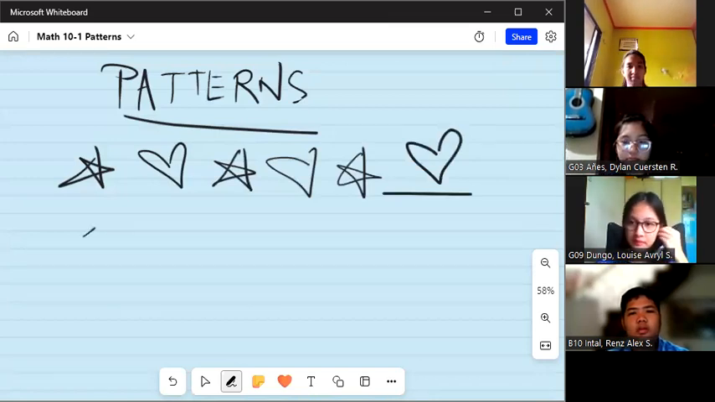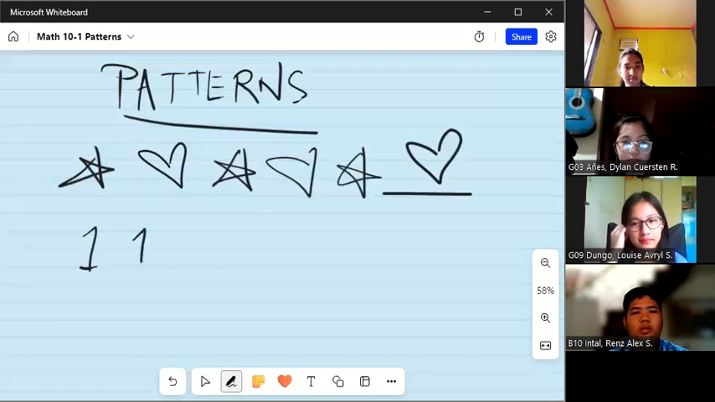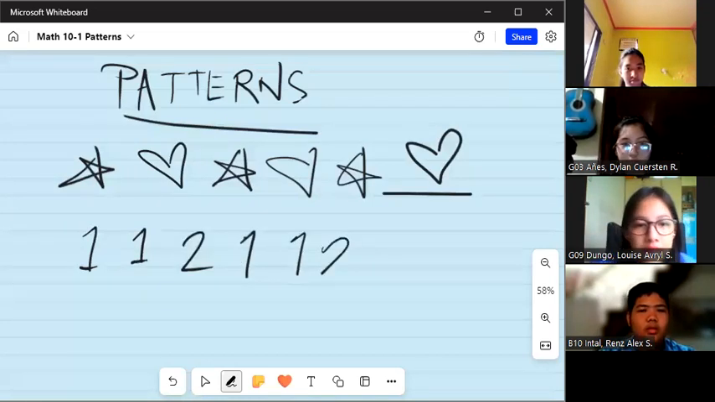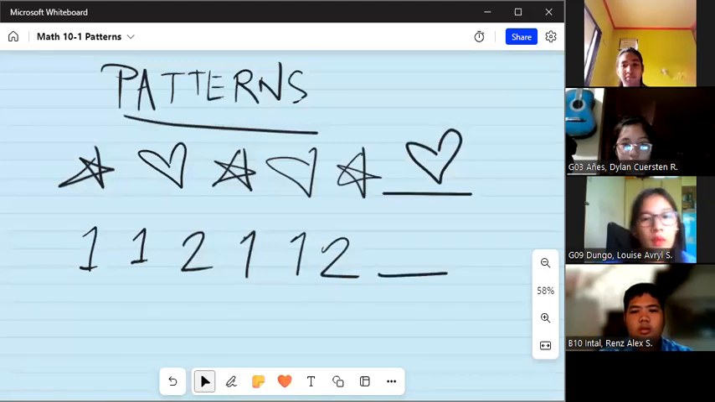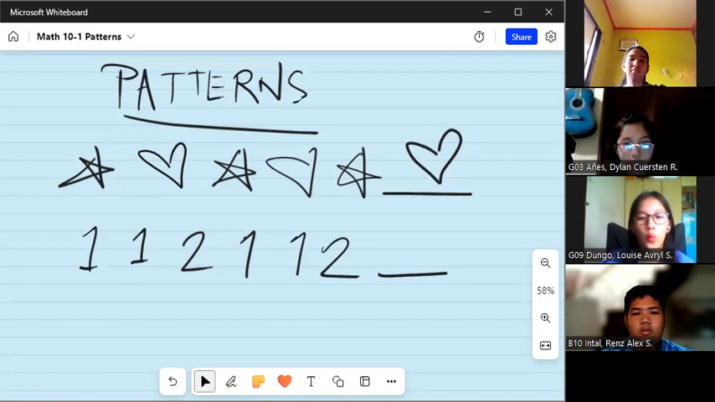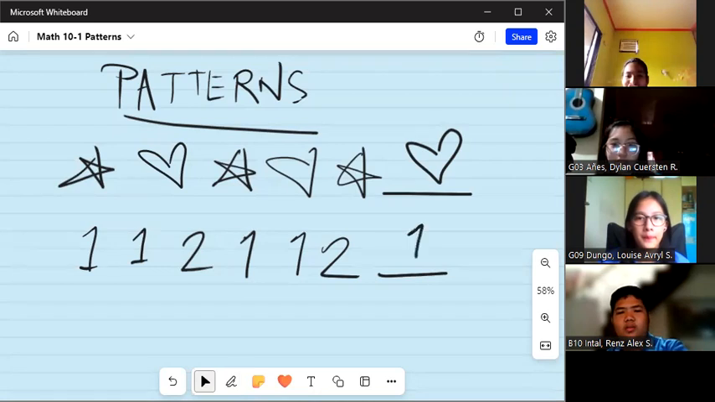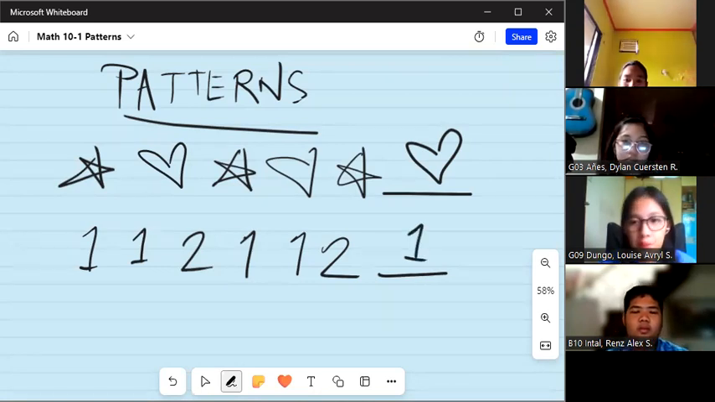For example, we have 1, 1, 2, 1, 1, 2. What do you think will be the next pattern? Type it in the chat box. What's the next after that pattern? Very good. You're so good. My children are so good. The answer here will be 1, by following the pattern.